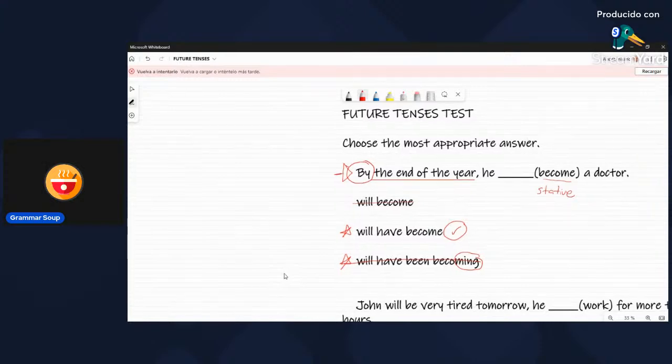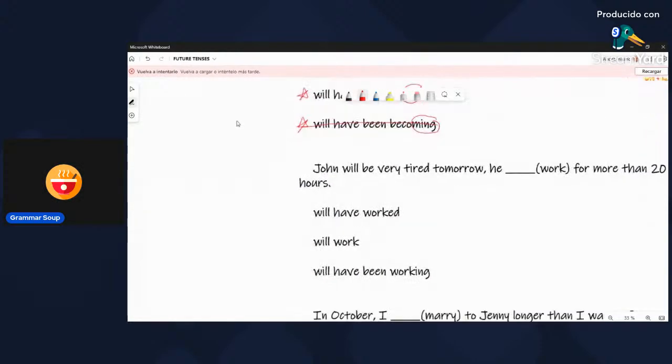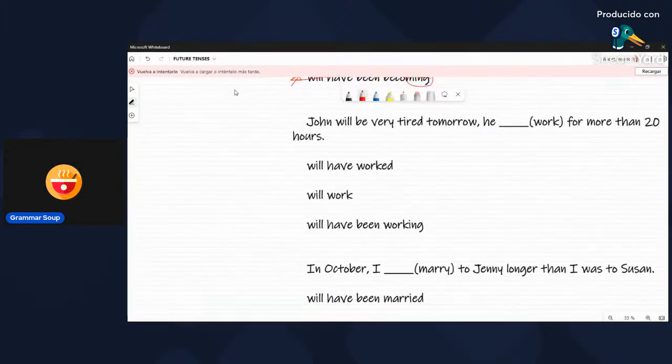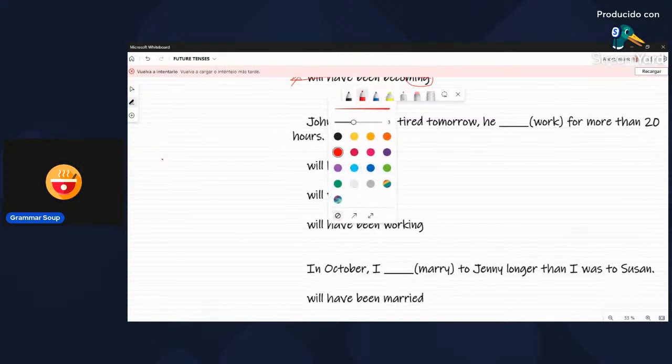Okay, I hope you guys have done it right. Let's continue. Okay, number 2. John will be very tired tomorrow. He for more than 20 hours. Wow, look at that. John will be very tired tomorrow. He for more than 20 hours. Look at what we have here.